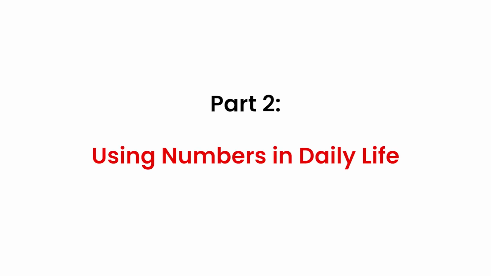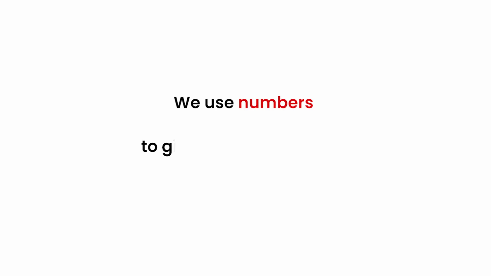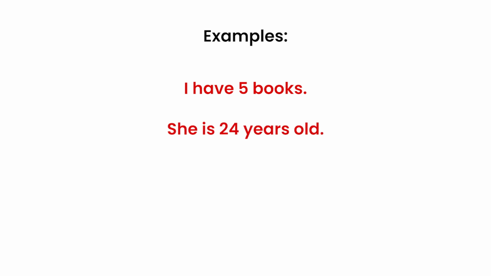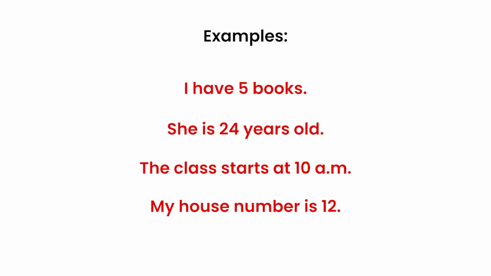Part 2. Using numbers in daily life. We use numbers to give clear information. Examples. I have 5 books. She is 24 years old. The class starts at 10 a.m. My house number is 12. Today is 12th January.